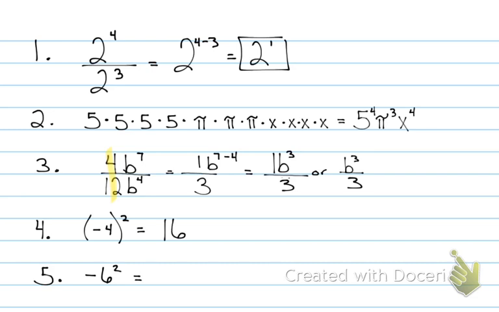So what is going to be number 5? Just tell me. Negative 36, because no parentheses. And remember, when there's no parentheses, your answer is negative every time. Okay? It doesn't matter what the exponent is. Your answer is going to be negative.